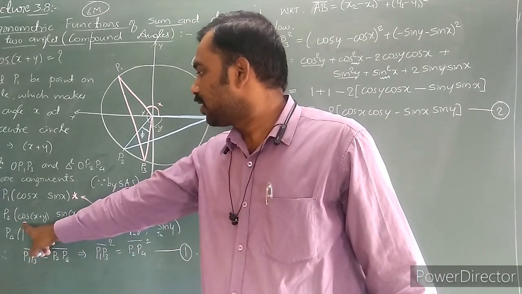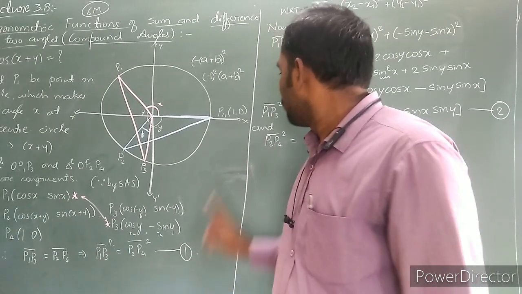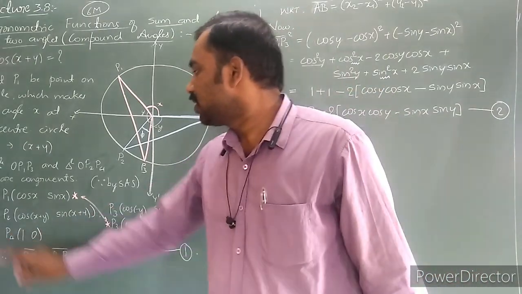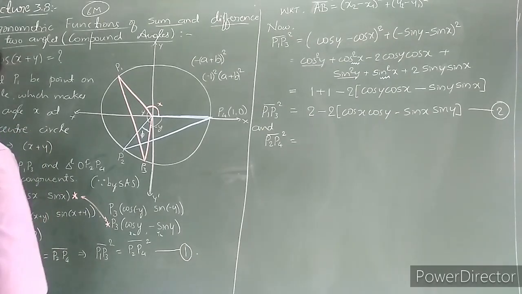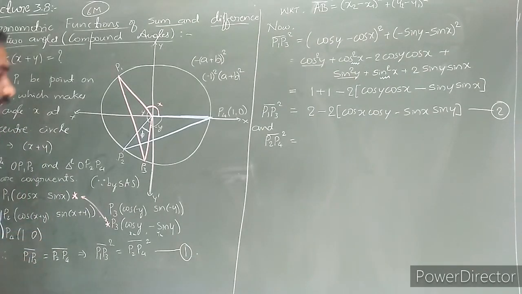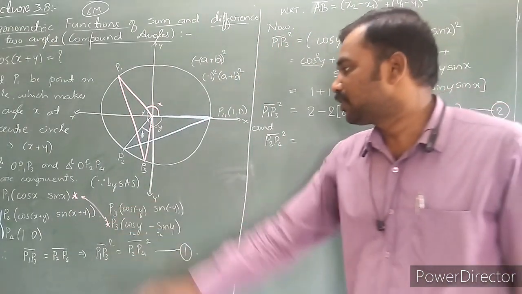What is the P2 point coordinate? Cos of x plus y comma sin of x plus y. What is the P4 point? P4 point is 1 comma 0. So these two points, P2 and P4, find the distance between P2 and P4. What is the distance between P2 and P4?